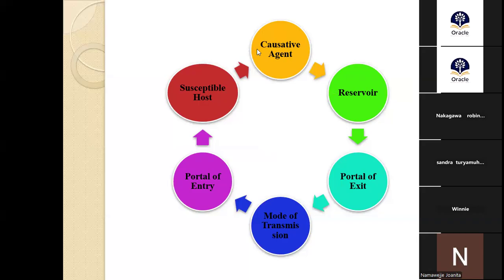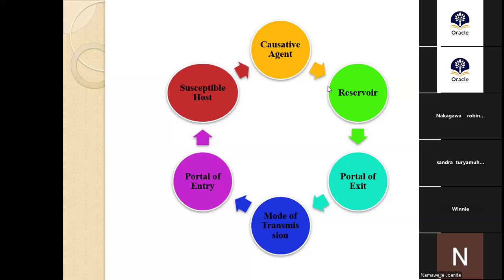So a causative agent is a bacteria, virus, protozoa, or fungi. That's the causative agent, one of these components of the chain of transmission. It must be present. So you have a causative agent.